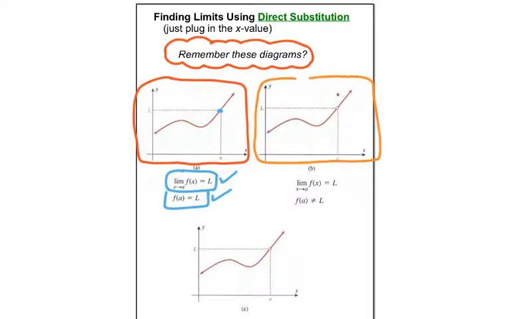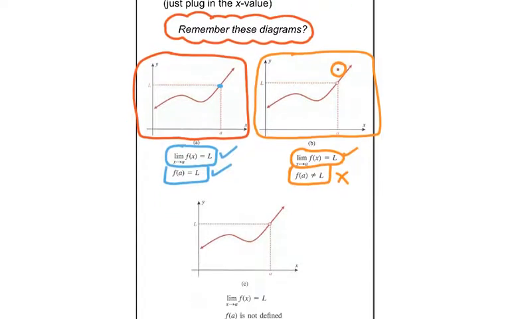But then we had these weird ones. Here's this one. As you notice, as I approach from the left and the right, the limit actually still does exist. The limit is L, even though it's an open circle. But because it's an open circle, that point is not there. It's over here. So the y value of that is not the same as L, so we wouldn't be able to plug it in. If we tried, we'd get a different number than the actual limit.